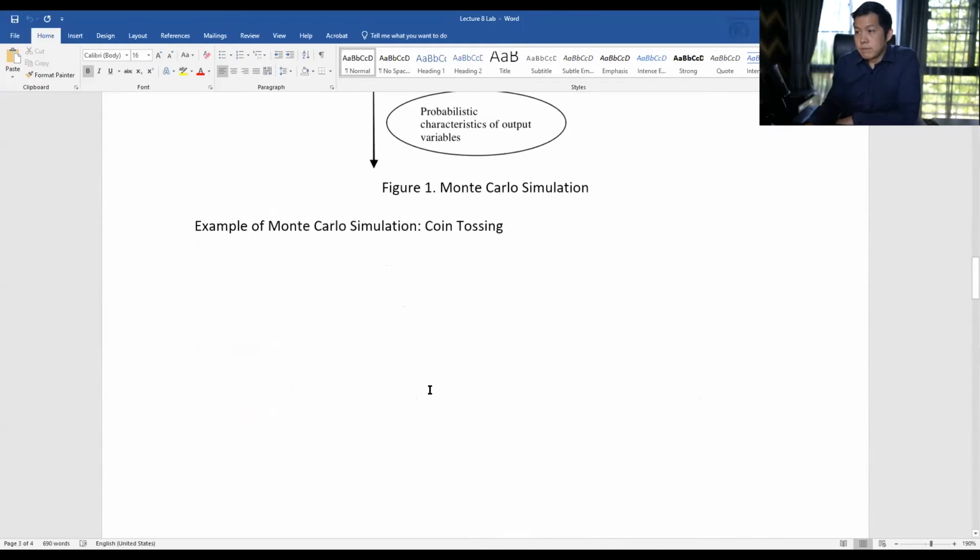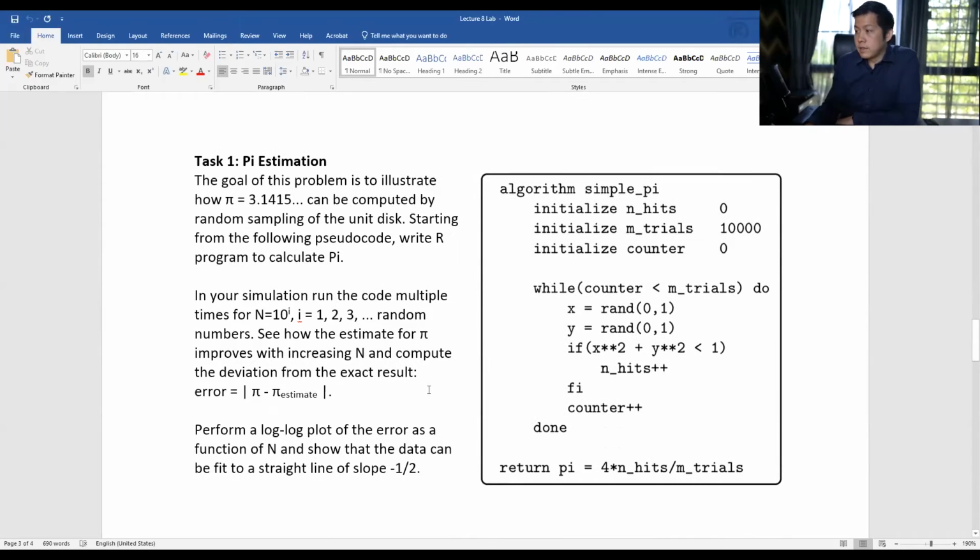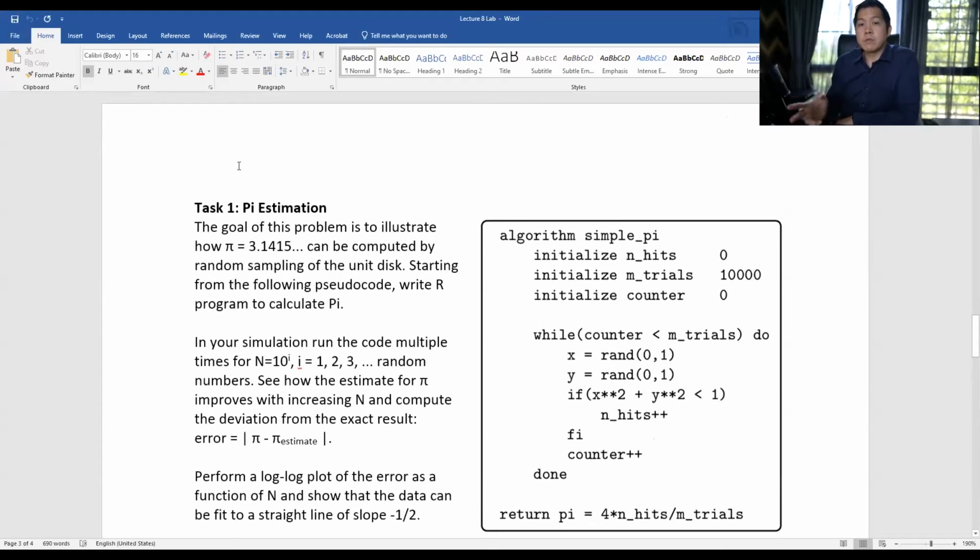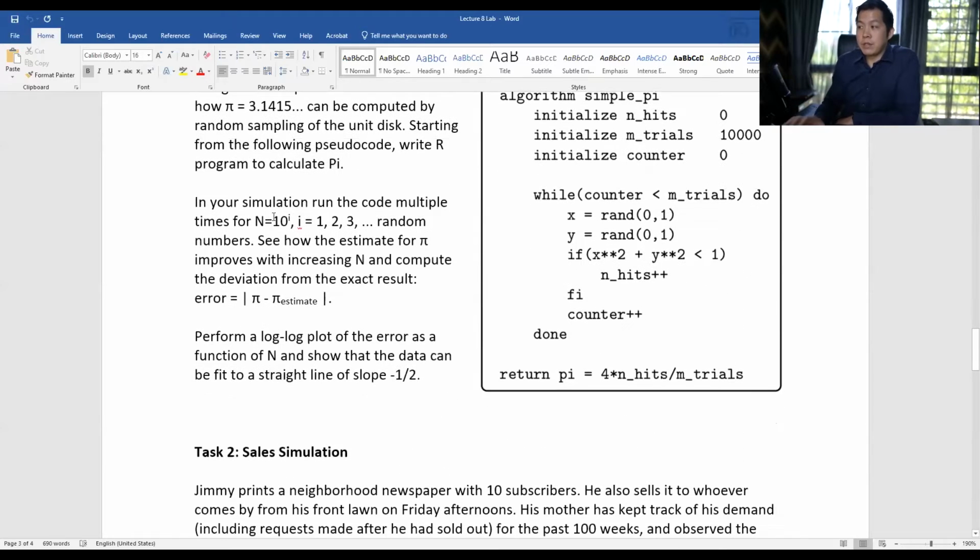So here is the first one. This one is the estimation of pi, actually the same one that I showed you in the first, but the first one is 2 pi, right? This is estimation of pi. You need to change it to pi.